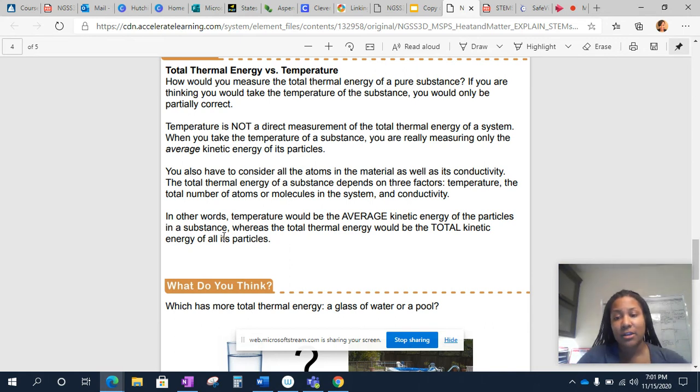So remember, we talked about kinetic energy in the previous unit being the energy of motion, right? So the hotter a substance is, or the more heat we apply to a substance, causes the kinetic energy to increase. That's why gas particles have the highest level of kinetic energy versus a solid. So when I'm talking about total thermal energy, I'm talking about the total kinetic energy of all of the particles. So it's when you take and consider all of the kinetic energy in a particular substance or system, then you're talking about the total thermal energy.